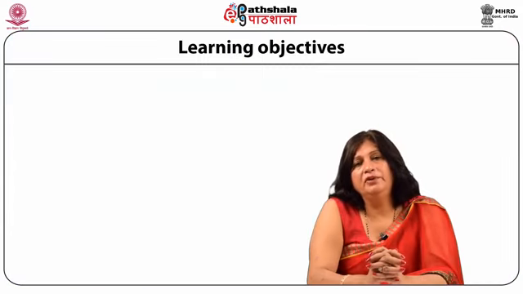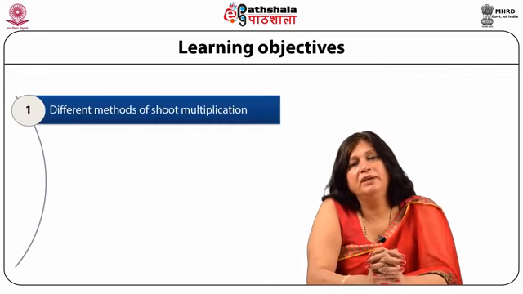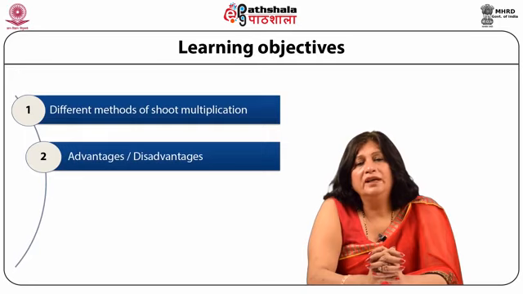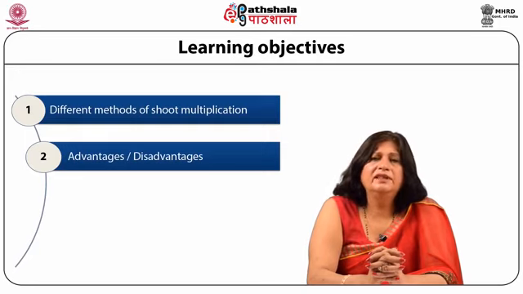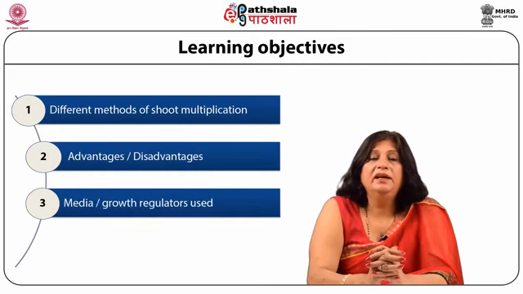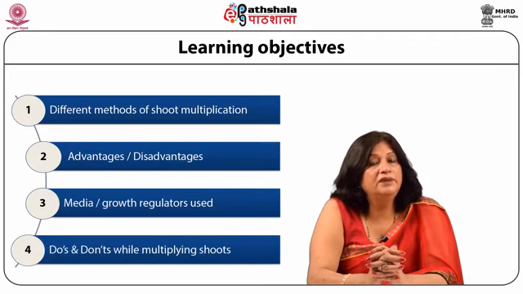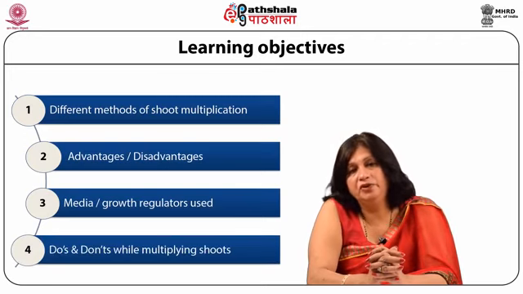Today we are going to talk on shoot multiplication under micropropagation. This is under the paper on plant biotechnology and crop improvement. Now, what we are going to learn today is what are the different methods of shoot multiplication, what are the advantages and disadvantages of following different methods, how the media and growth regulators play an important role, and what are the do's and don'ts while multiplying shoots.